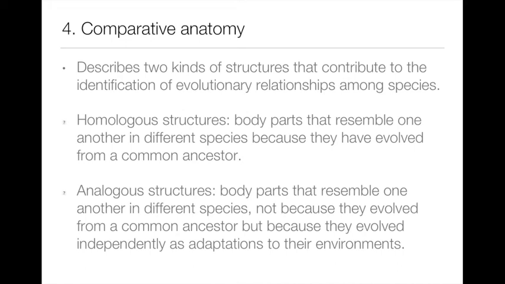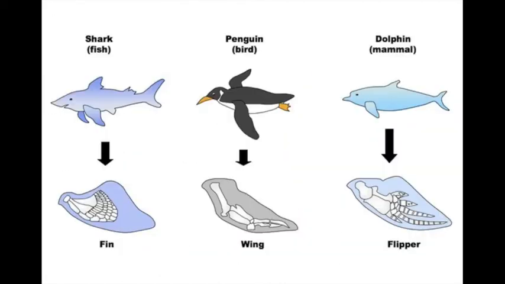And then we've got analogous structures, which are body parts that resemble one another in different species, but not because they have evolved from a common ancestor, but because they evolved independently as adaptations to their environment. For instance, the fins and body shapes of sharks, penguins, and porpoises are analogous because they are adaptations to swimming.